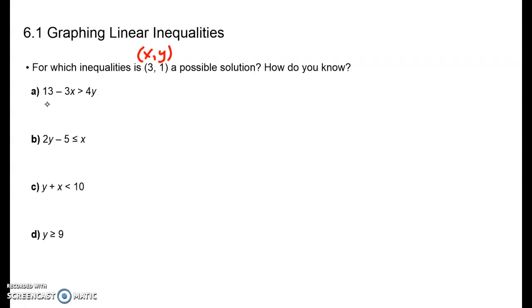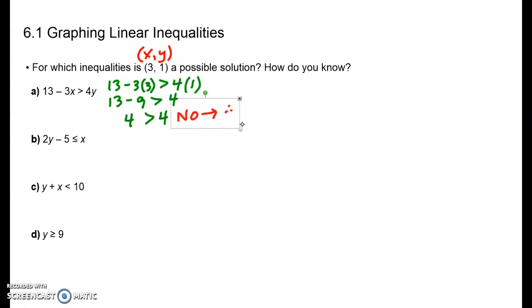In A here, I'm going to rewrite this inequality as 13 minus 3, now instead of the x, I'm substituting in a 3, is greater than 4, and instead of the y, I'm substituting in a 1. And now we're going to solve that. So 13 minus 3 times 3 is 9, is greater than 4 times 1 is 4. 13 minus 9 is 4, is greater than 4. Is that true? No, not true. Therefore, we can say that (3, 1) is not a solution for that inequality. It does not satisfy that inequality.